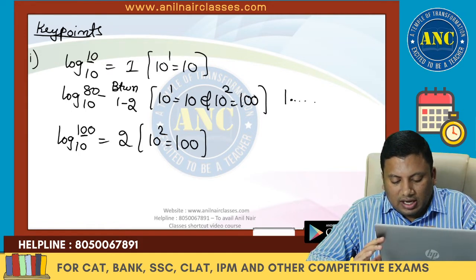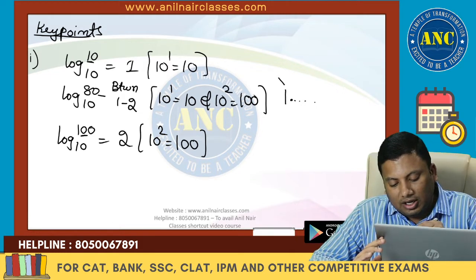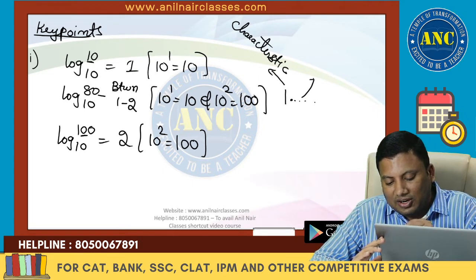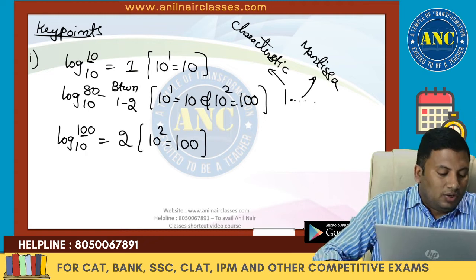So there is a numerical value before the dot and after the dot. The numerical value before the dot is called the characteristic. Any value after the dot is called the mantissa. Value before the dot and value after the dot.